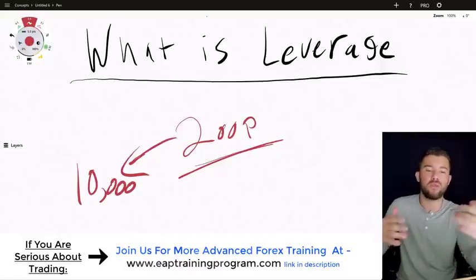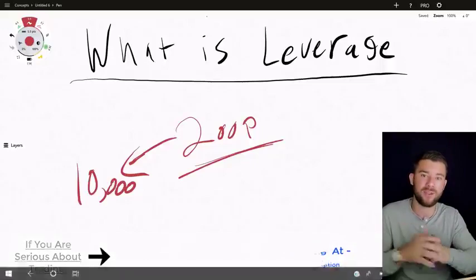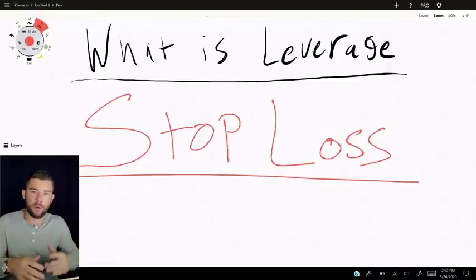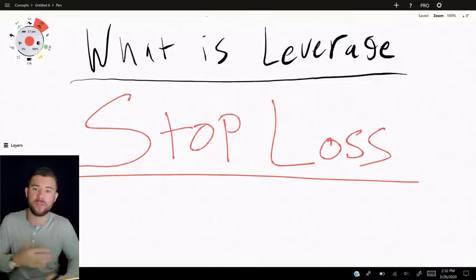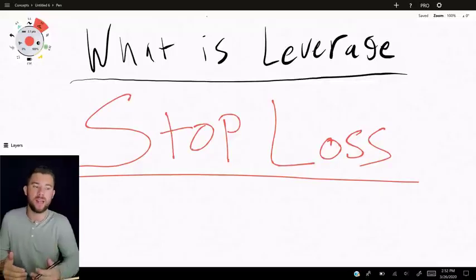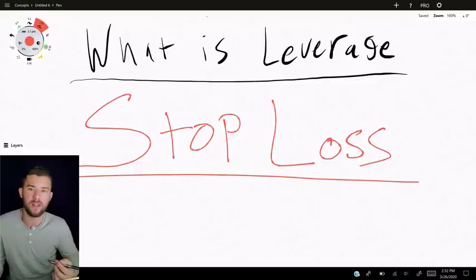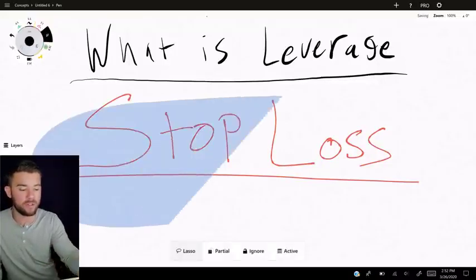How do you use leverage to your advantage to actually make more than your initial deposit? Let's go over that right now. So here is the proper way to use leverage. Lesson number one, always use a stop loss if you're using a leveraged account. If you're not, you're putting yourself in a ridiculously risky situation. And as traders, avoiding risk is half the battle. So always, and I mean always, use a stop loss with leverage.